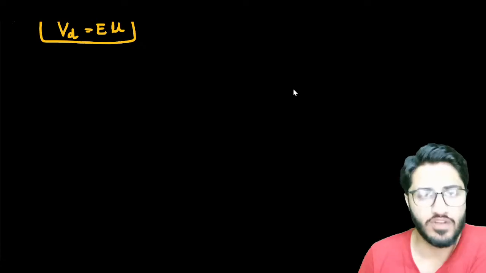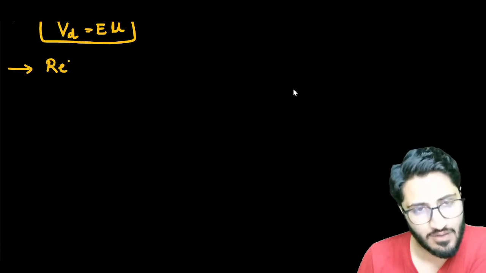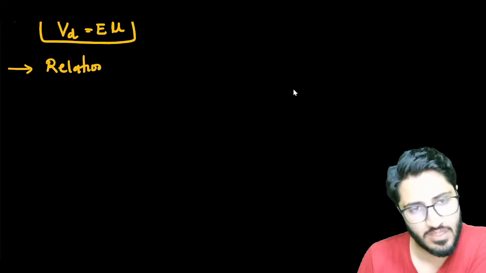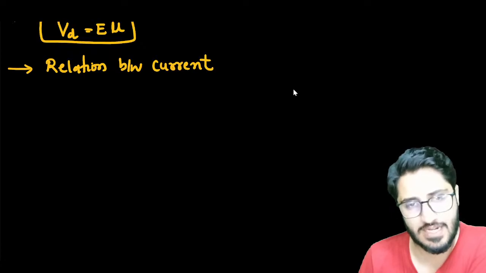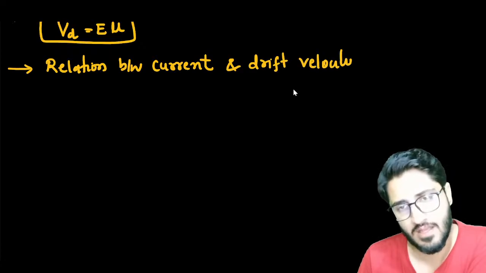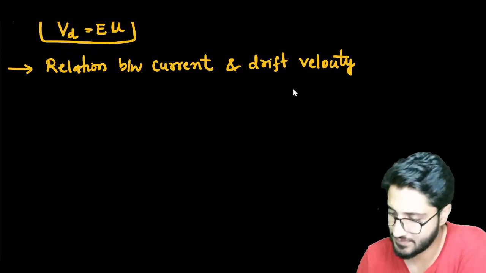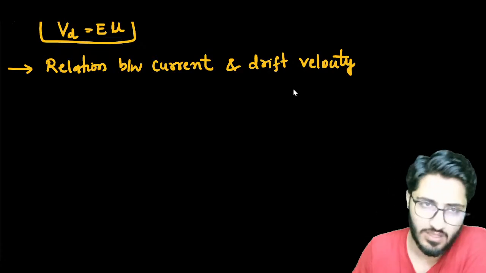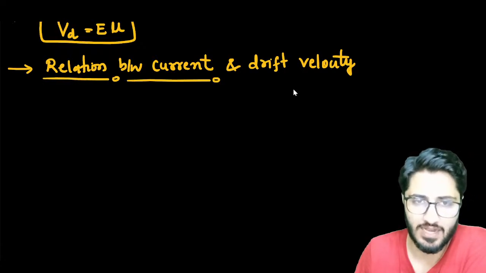Now we need to find a relation between current and drift velocity. What do we have now? The relation between current and drift velocity.